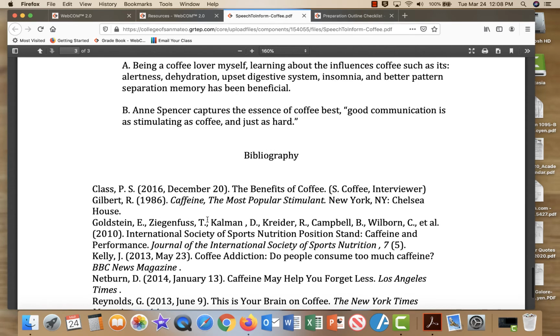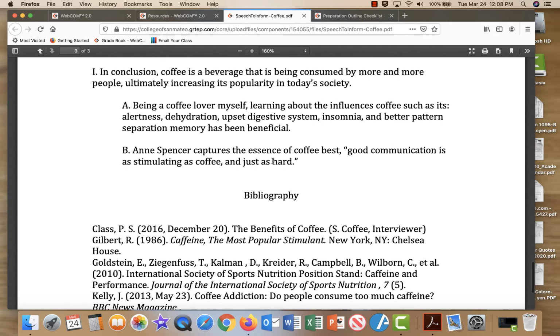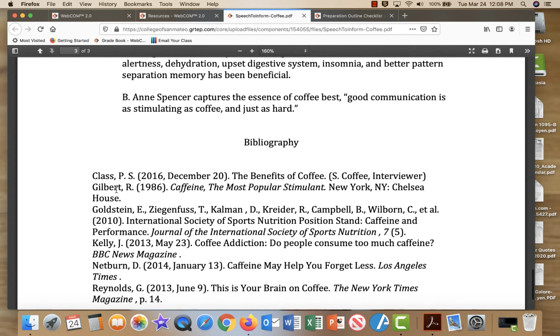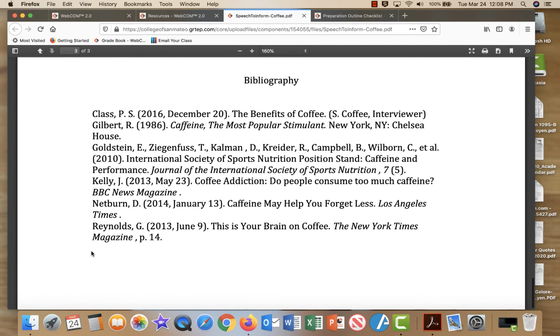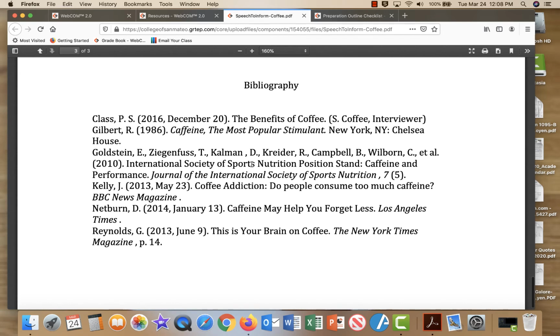Now here you'll see that we have our bibliography. So notice that this is labeled and centered, and then this person has all of their sources. We'll notice that they're in alphabetical order per the author. So we're going from Class, Gilbert, Goldstein, Kelly, Netburn, Reynolds, and I'm able to go look at these sources and find them myself. And that's really the key for a bibliography. Now, the bibliography is used for all of the sources that you used for your speech.